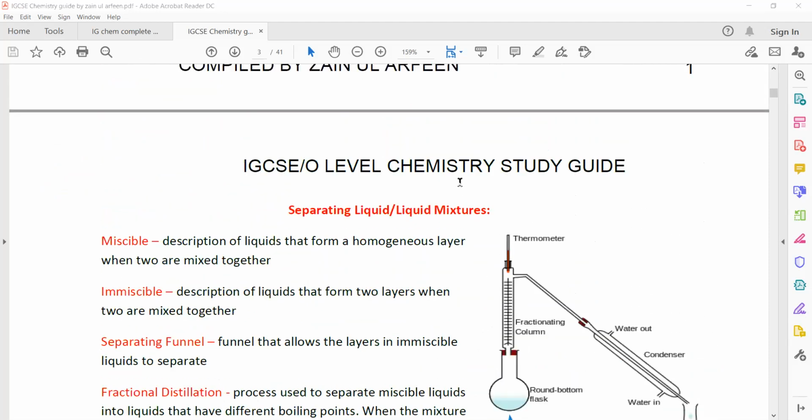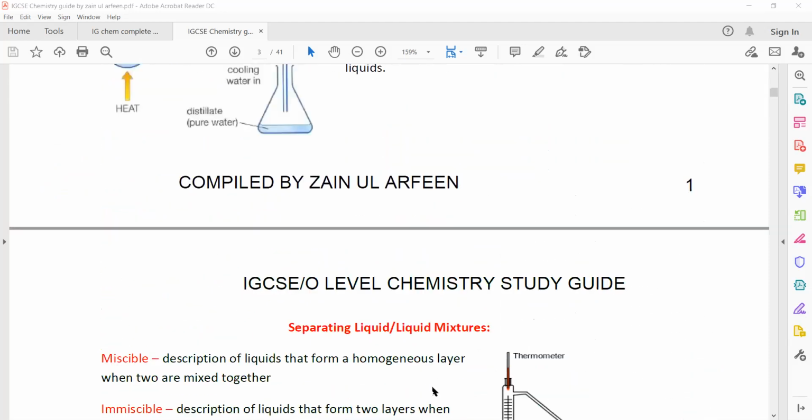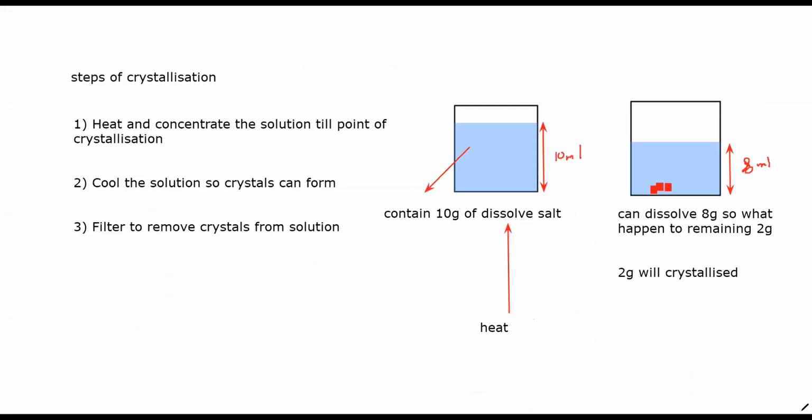And the separating funnel: if you want to separate two or more immiscible liquids, liquids which do not mix with each other, we can use a separating funnel. This is also the name of the technique. You have a tap at the bottom. You mix two immiscible liquids, liquids which do not mix with each other. Example, oil and water.